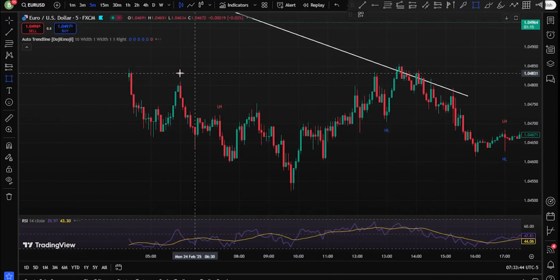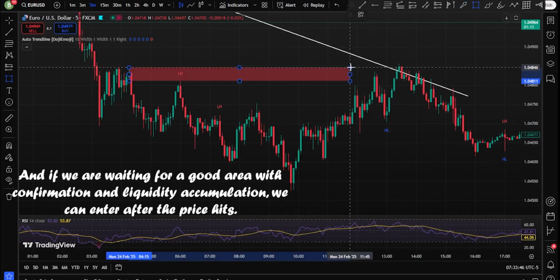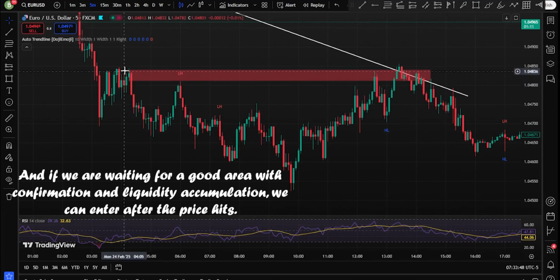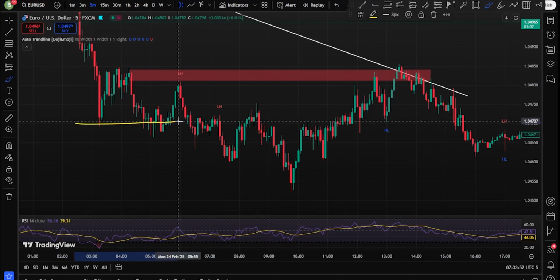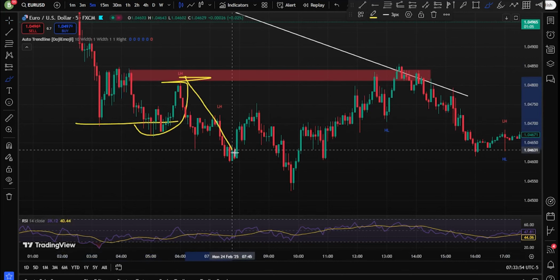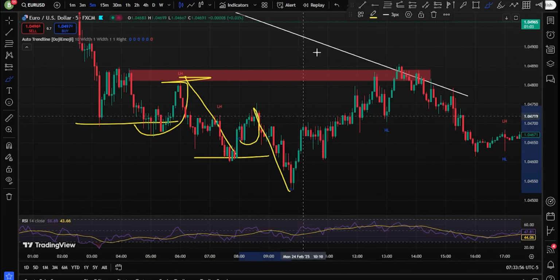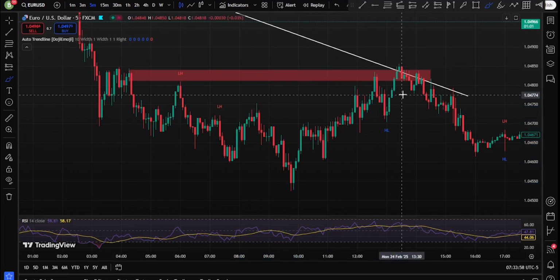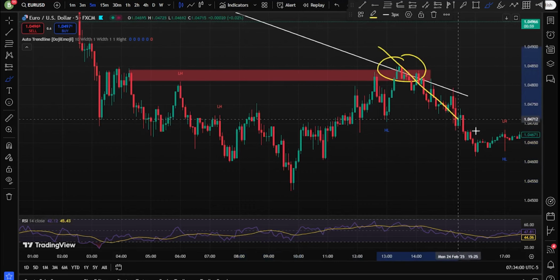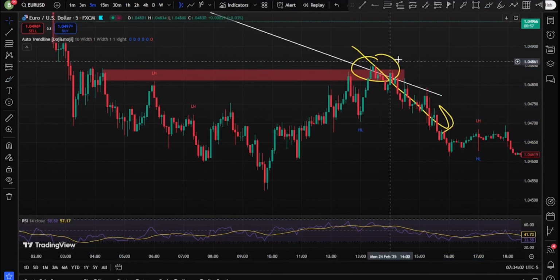Uptrend: a series of higher highs and higher lows, with the trend line acting as support. Downtrend: a series of lower highs and lower lows, with the trend line acting as resistance. Sideways or range bound: price moves between horizontal support and resistance levels.